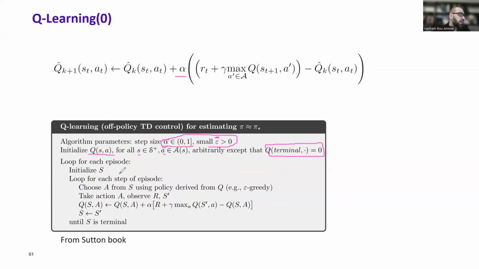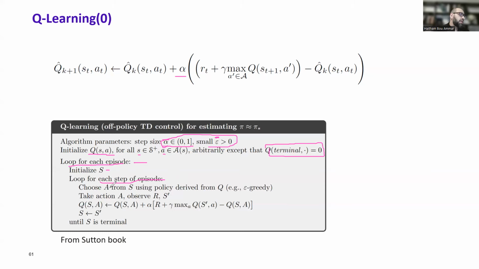Now you have 2 loops. One loop is over episodes. So this is how many big loops we're going to interact with the environment. The first thing we're going to do is start from some S in my state space. So we initialize S. Then comes the second loop, which is for each step of the episode. So the first loop is over episodes, meaning trajectories, and the second loop is looping over every step inside that episode.